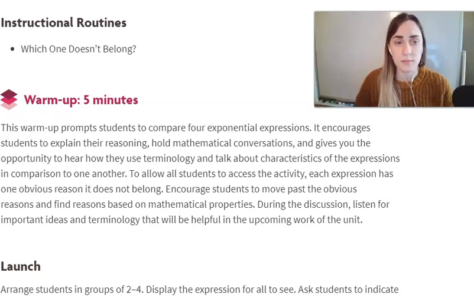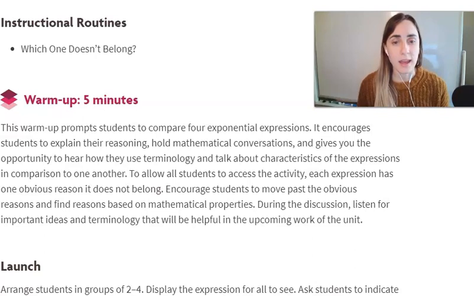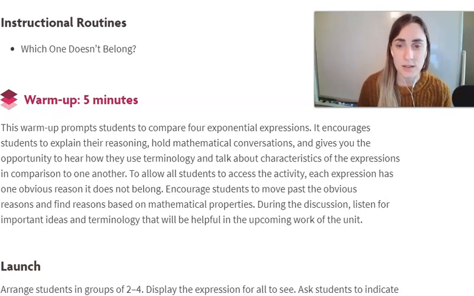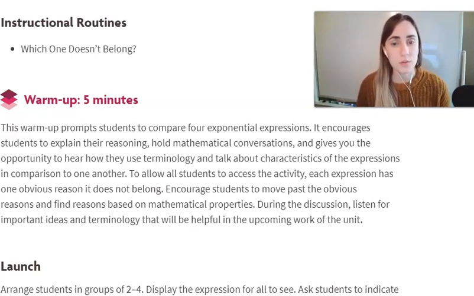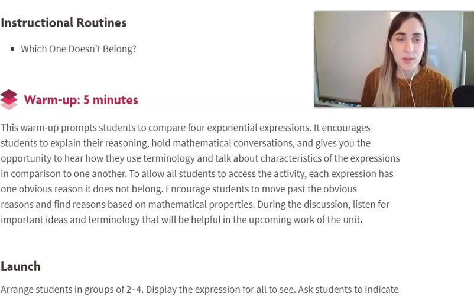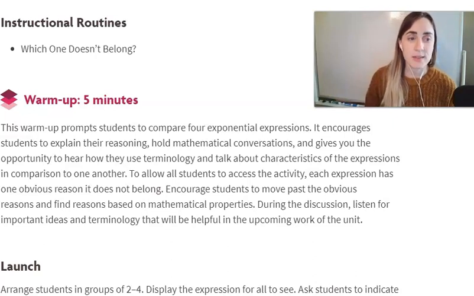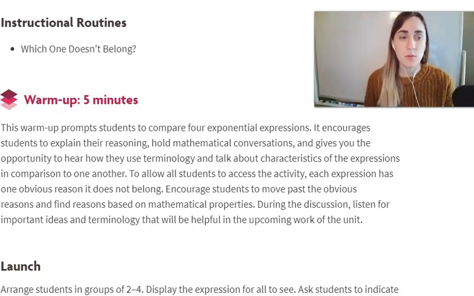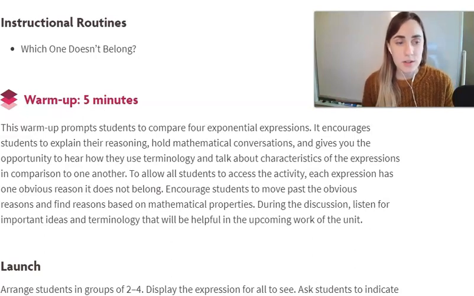discuss. Now I want to bring it back to Illustrative Math and how they suggest you go through the instructional routine of which one doesn't belong. So now I'm in Open Up Resources, which is where that Illustrative Math curriculum that we're using in Teach Hub. So this is Illustrative Math's guidance specifically for the warm-up in the rational bases lesson that we're focusing on now.